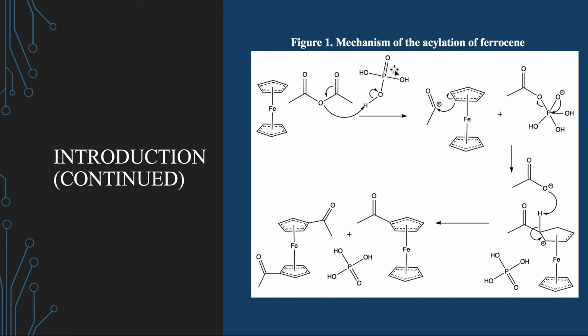So here we just have the mechanism of the acylation of ferrocene. As you can see, ferrocene is treated with acetic anhydride and phosphoric acid to create the acylium ion that's needed. And because the acylium ion is being applied to the cyclopentadiene rings of ferrocene, multiple substitutions can occur, as you see in the products. There is either a monosubstituted or a disubstituted product.